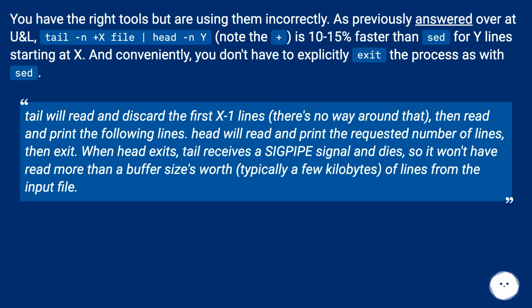Tail will read and discard the first x-1 lines, there's no way around that, then read and print the following lines. Head will read and print the requested number of lines, then exit. When head exits, tail receives a SIGPIPE signal and dies, so it won't have read more than a buffer size's worth, typically a few kilobytes, of lines from the input file.